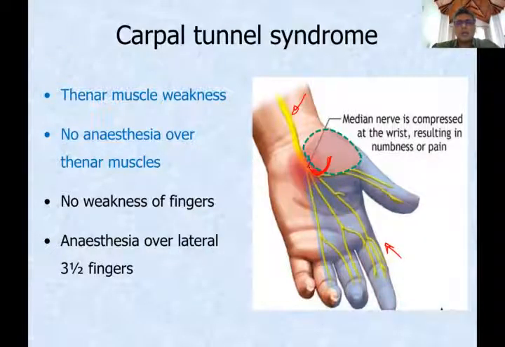Then other than the sensory loss, because the recurrent motor branch is affected, the muscles of the thenar eminence become weak. They are not paralyzed as such, but they become weak, and then they become smaller and smaller because of lack of nerve supply, which is called atrophy. This you learn when you do pathology. So the muscles in the thenar eminence get atrophied. The thenar eminence, the prominence, disappears gradually. It becomes flat.